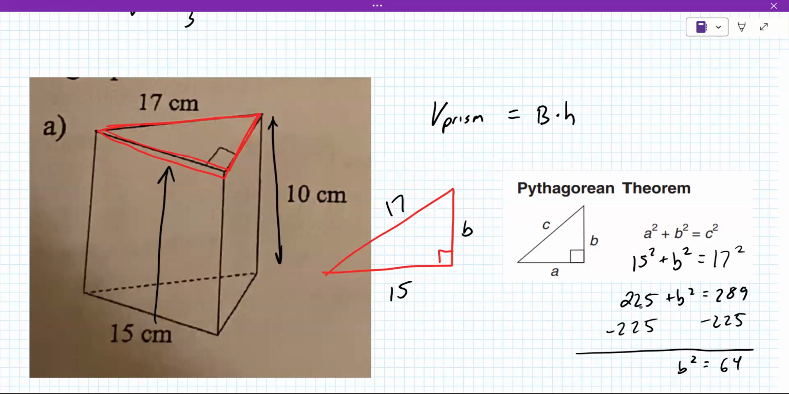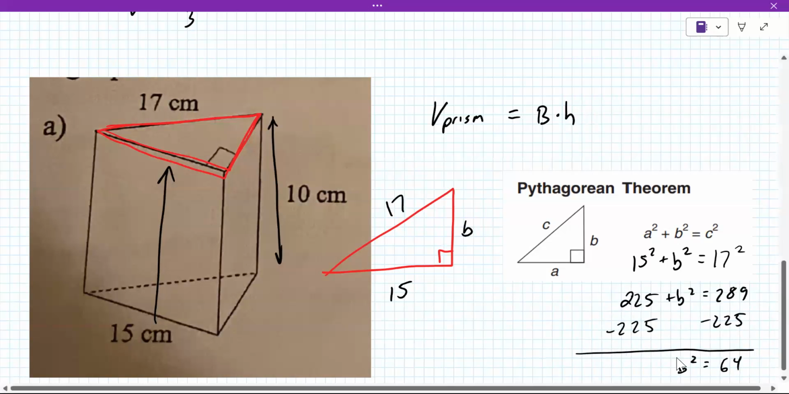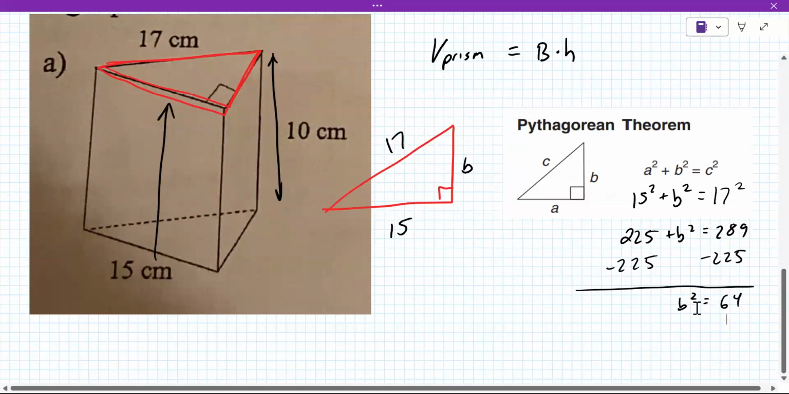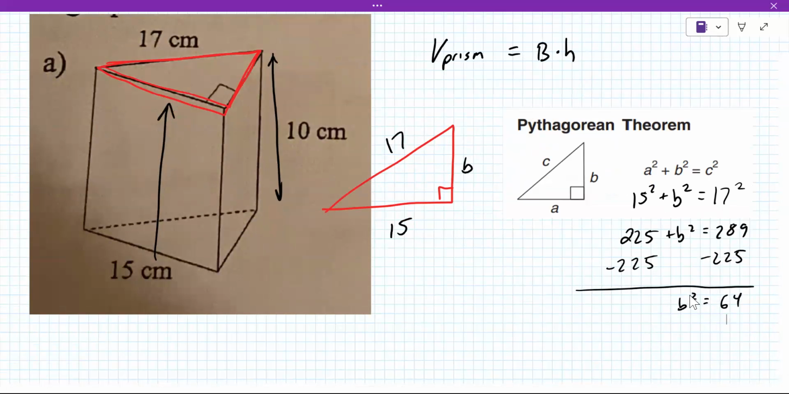The value of B. How do you undo a square? There's no number in front to divide by. How do you undo a square? Square root. Okay. What is B? B is 8.